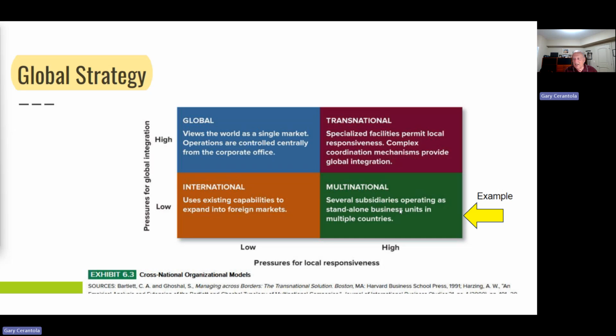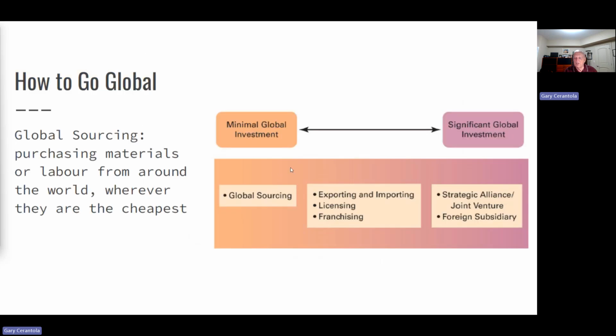All right, so this is a key one that you really should understand: what a multinational is versus an international and a transnational organization. I've given you some particular definitions in the following slides, so we're going to go through some of them. But how to go global? Global sourcing.